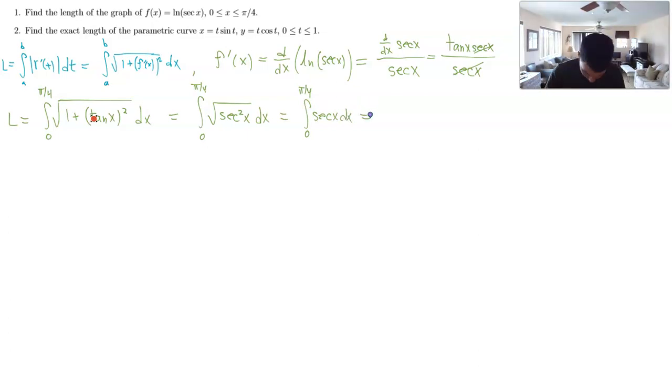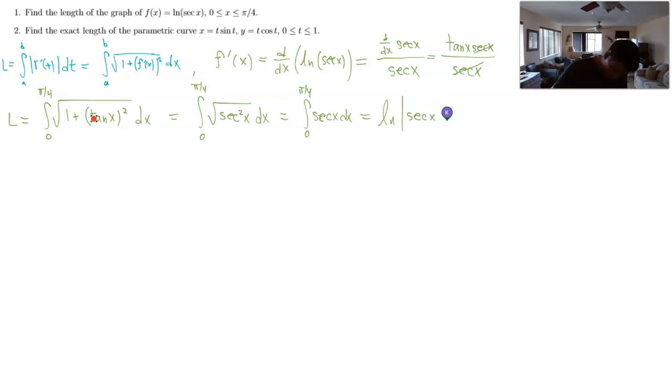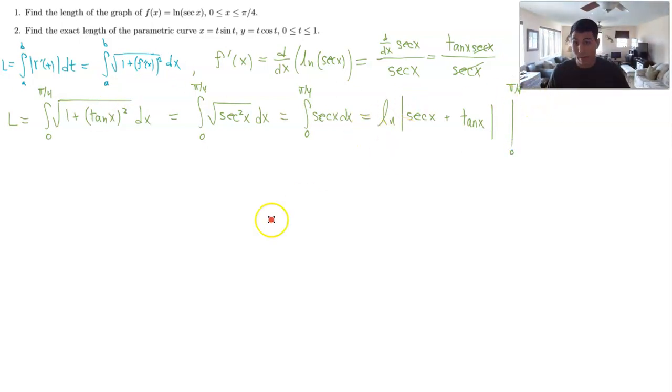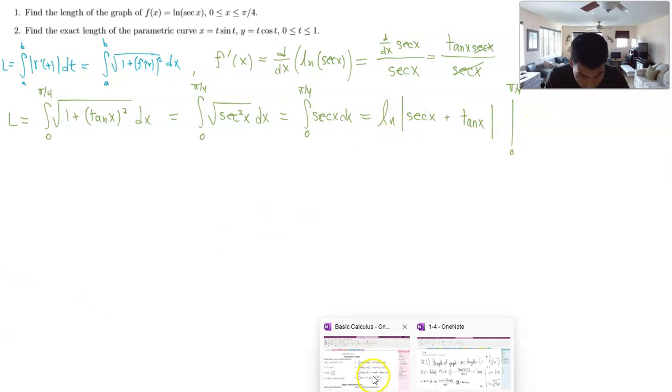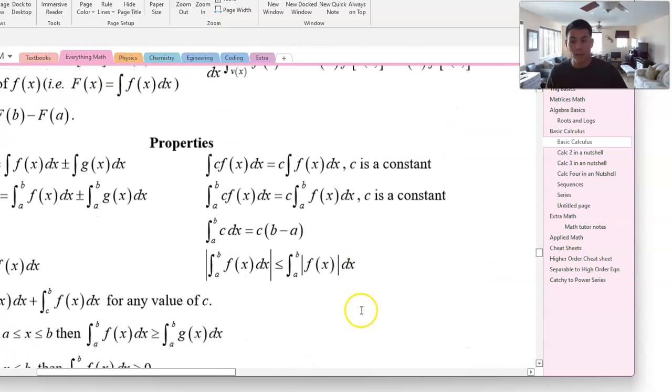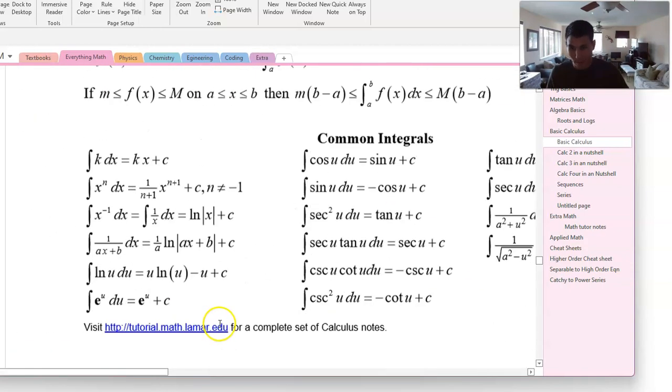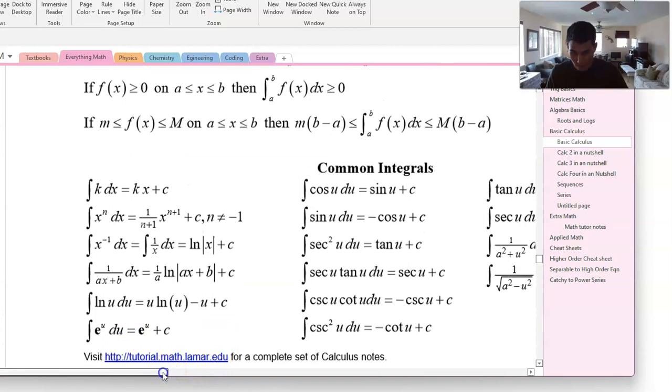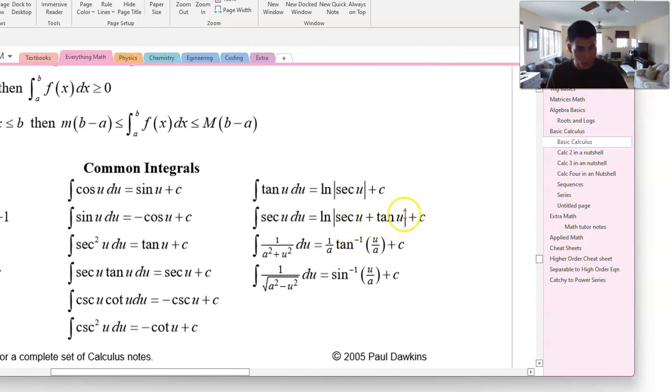And then this integral, I honestly just remember this one because it's a hard integral. Okay, so it's ln of secant x plus tangent x from pi over 4 to 0. Again, I just remember the integral. I'll pull it up real quick for you guys. Let's go down. Secant integrals are hard, so I recommend you just remember them. I mean, it's kind of worth it. Look, secant u plus tan u. Yeah, there you go.